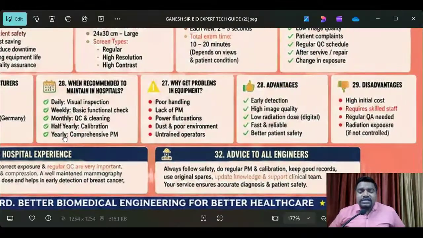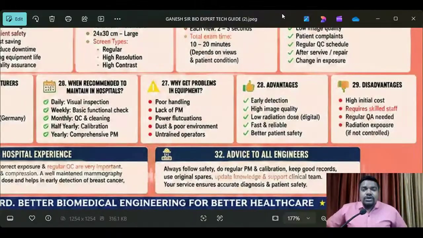And my advice to all engineers: always follow safety, do regular PM and calibration, keep good records, use original spares, update your knowledge and support the clinical team. Your service ensures accurate diagnosis and patient safety. Why am I giving all this? Ultimately, you have to perform your duty, and at the same time, you have to respond instantly. That is the great responsibility of all biomedical engineers.